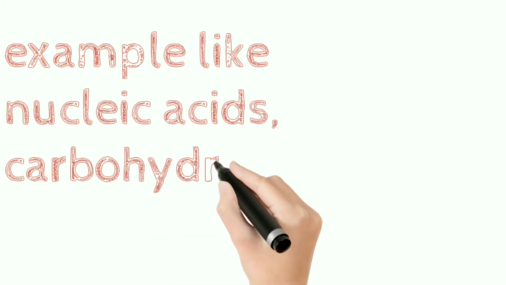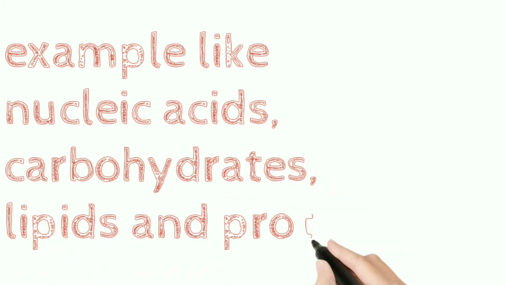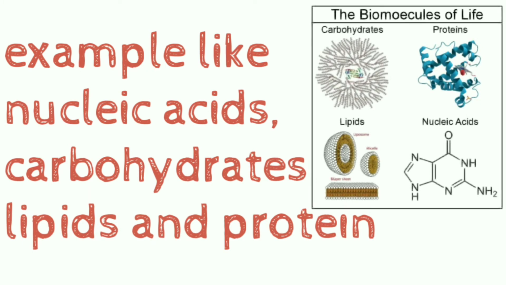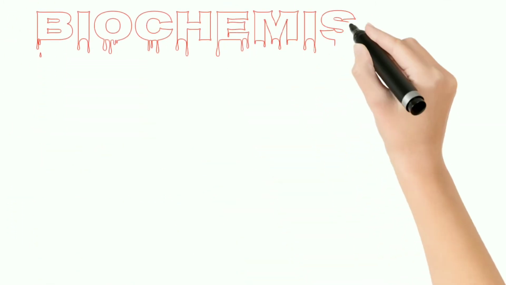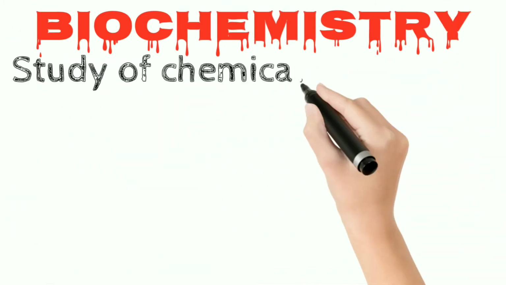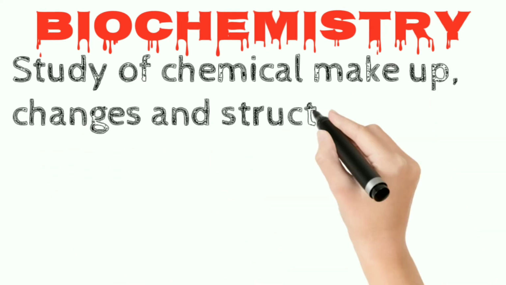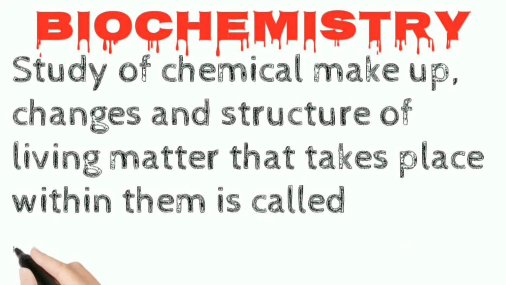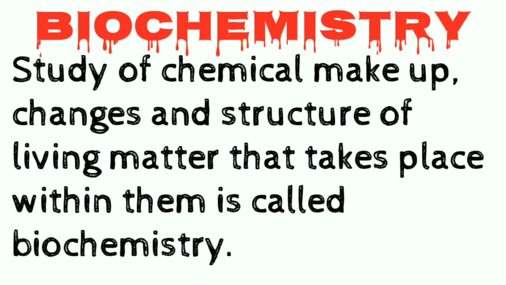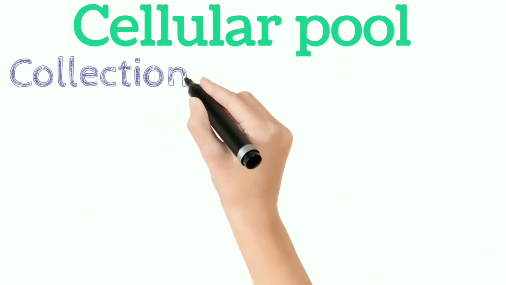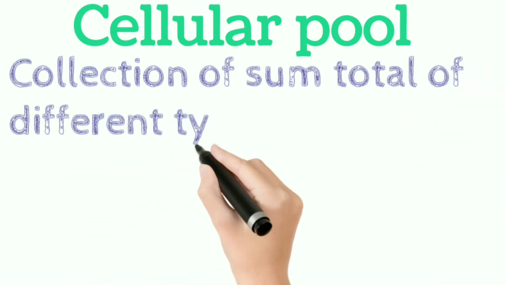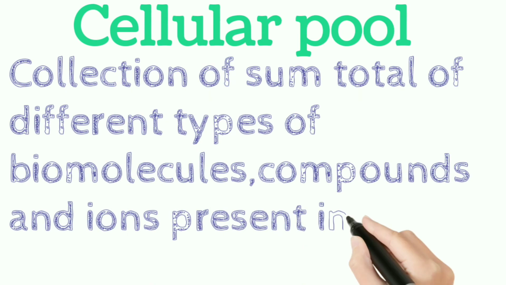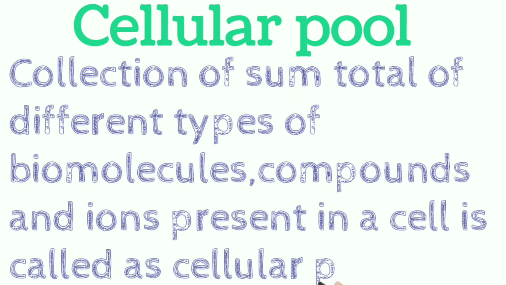Example: carbon compounds like nucleic acid, carbohydrate, lipids and protein. The study of chemical makeup and changes in structure of living matter that take place within them is called biochemistry. The collection of the sum total of different types of biomolecules, compounds and ions present in a cell is called the cellular pool.